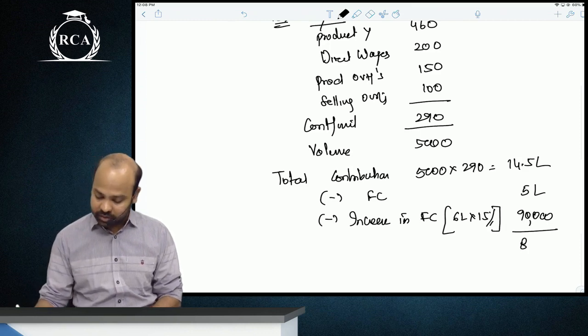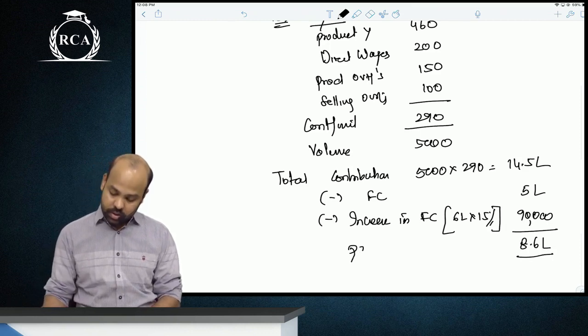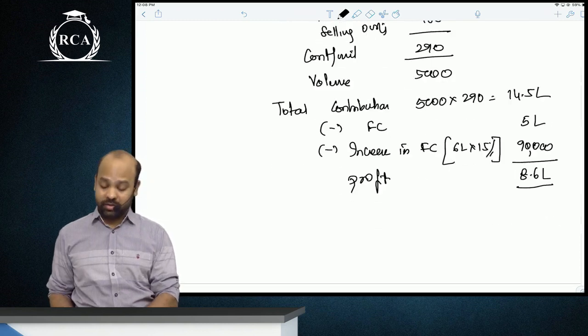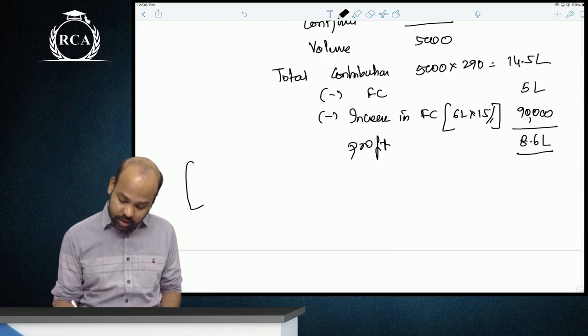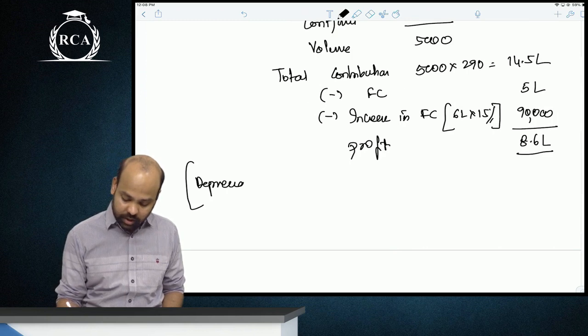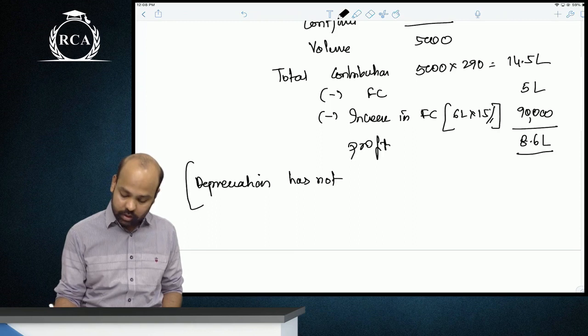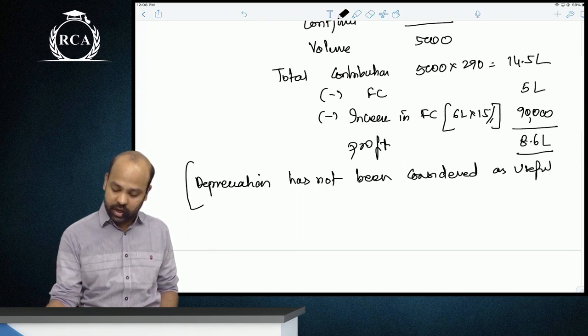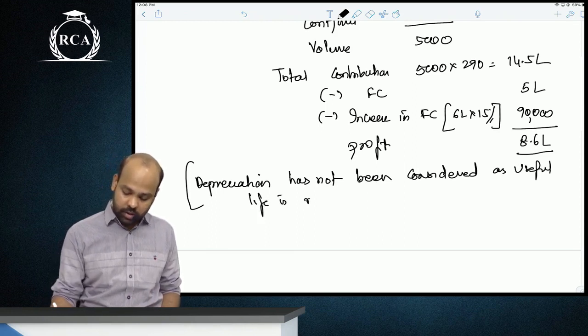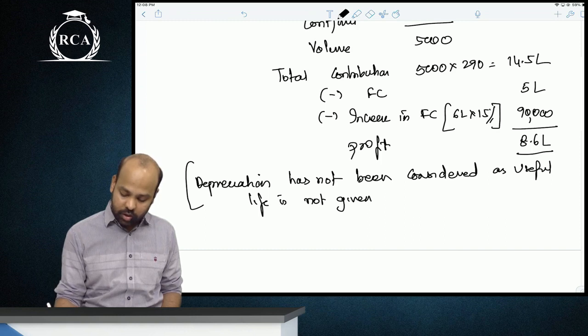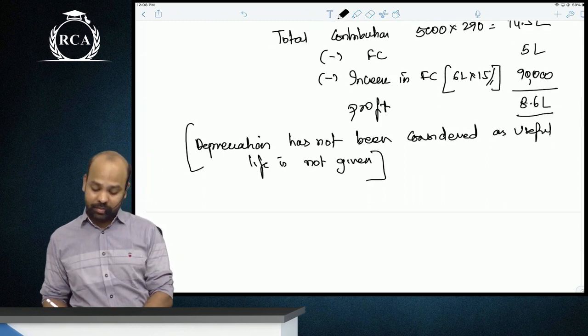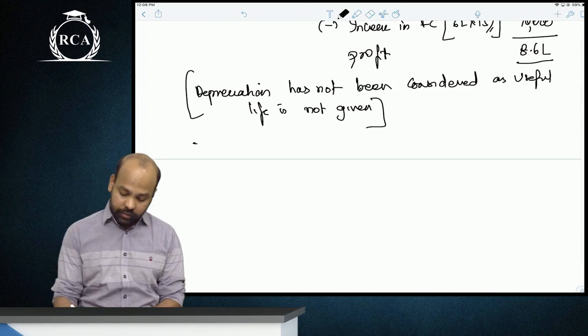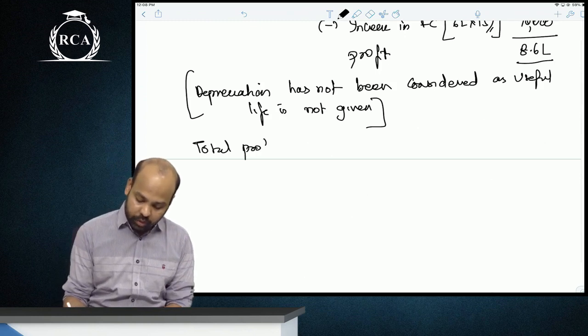8,60,000. One important thing I want you to understand is that depreciation has not been considered. Why, sir? We did not consider depreciation as useful life is not given. Because they did not give us the useful life, we are not taking depreciation of that 6 lakh rupees.